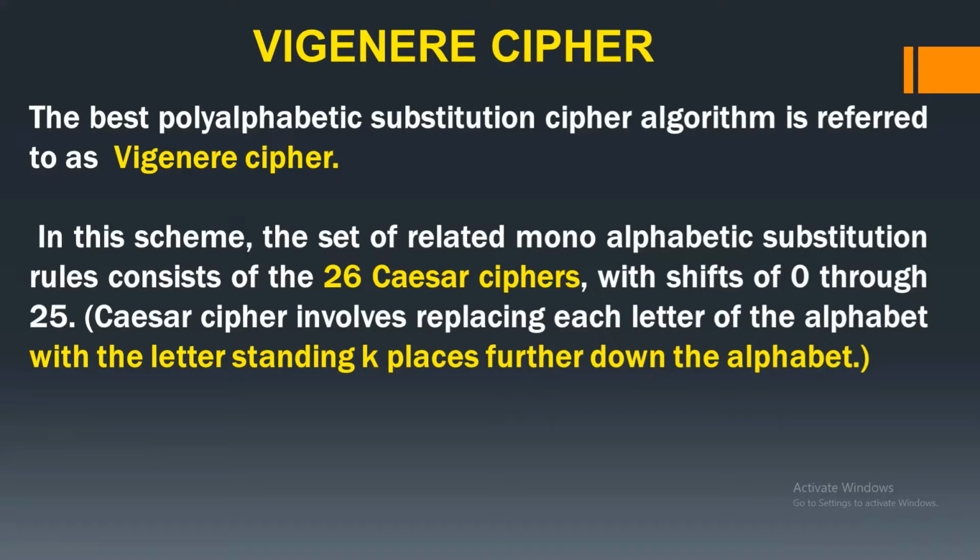Recall that a Caesar cipher means each letter in the plain text will be replaced by another letter standing k places further down the alphabet, where k is your shift value. If the k value is 3, then each letter of the plain text will be replaced by the letter standing 3 places down the alphabet.